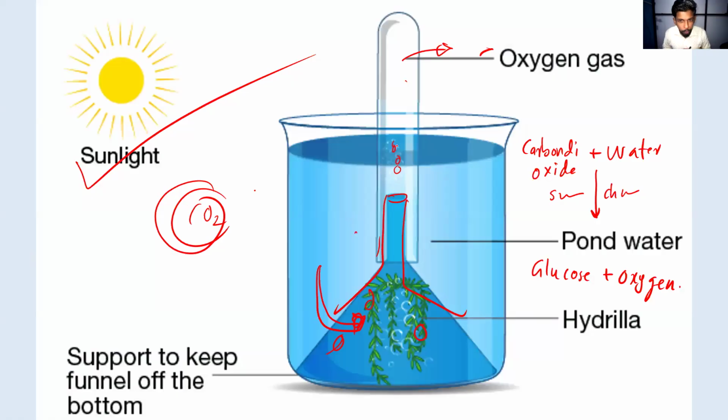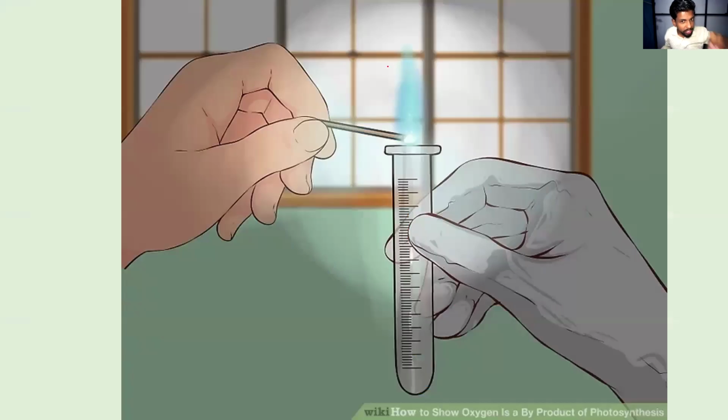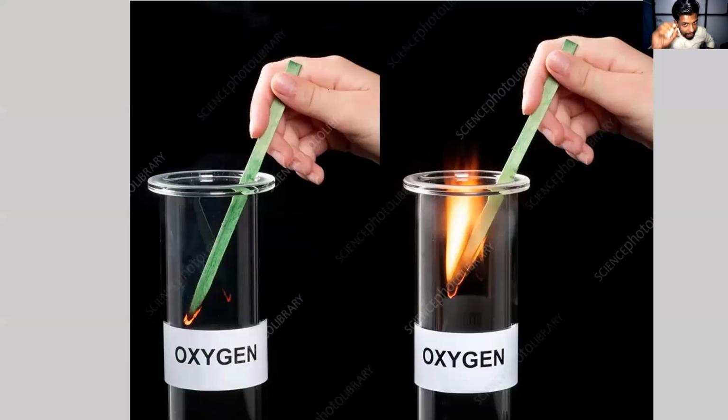Now I'm going to prove that the collected gas is oxygen. How can I prove? You can see some kind of gas is collected. But I don't know whether it is oxygen or carbon dioxide, whether it is hydrogen or nitrogen. We don't know that, right? So now I'm going to prove that the gas collected in the test tube is oxygen.